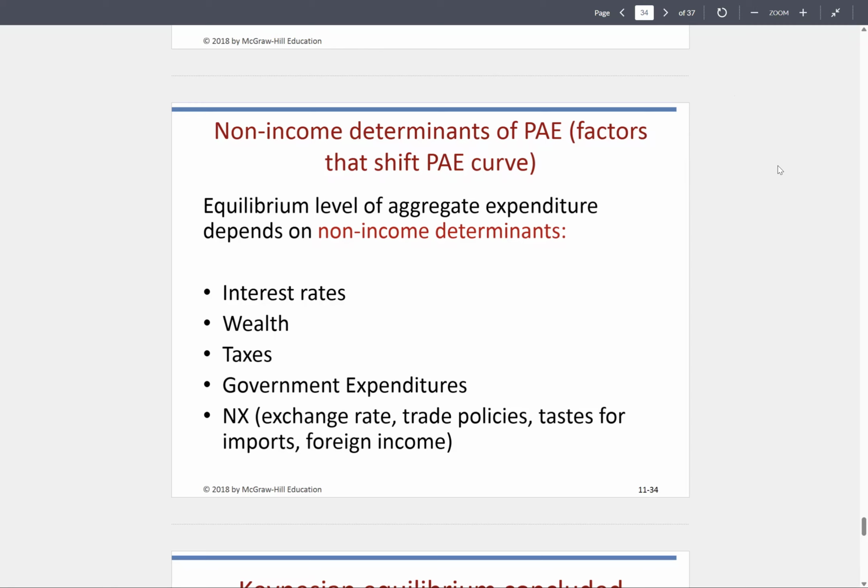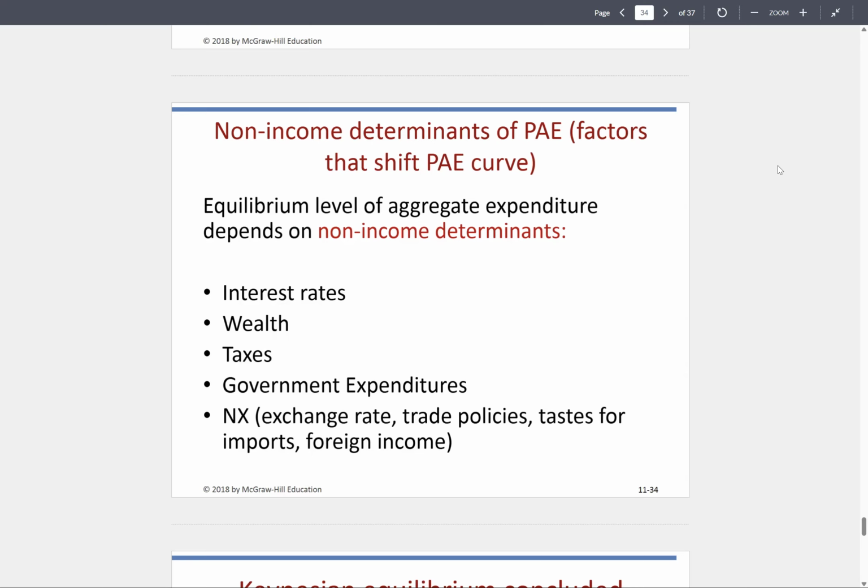So if any of these were to increase or decrease, this would cause a shift of the planned aggregate expenditure curve. The only thing that causes movement along the curve is if income changes. So for example, if you were to get a pay raise, it would shift up. And if you were to get reduced hours, it'd shift down. It all depends on income.